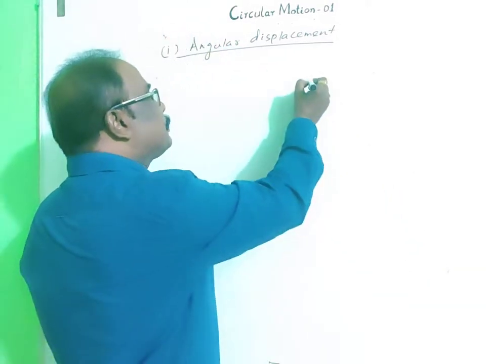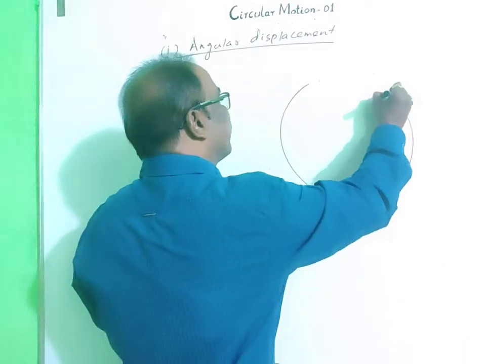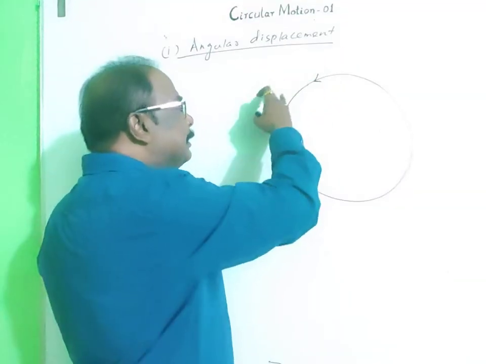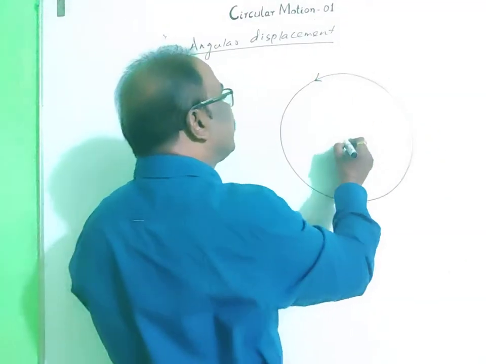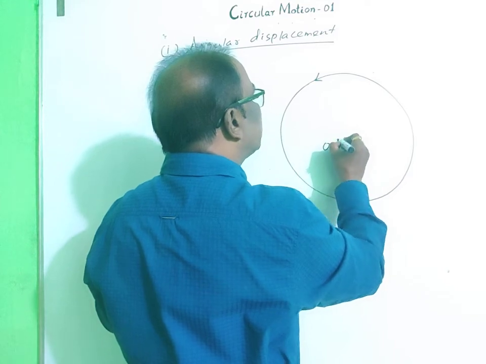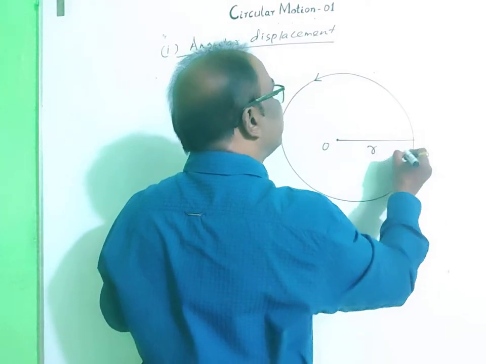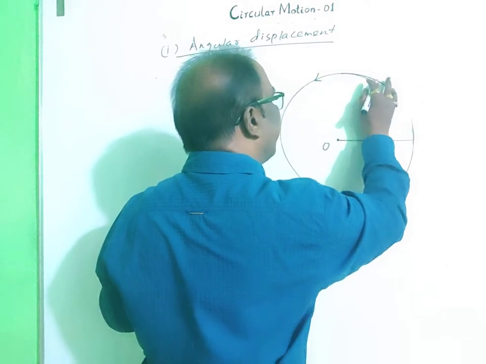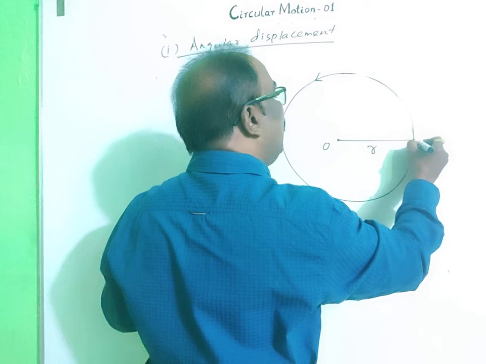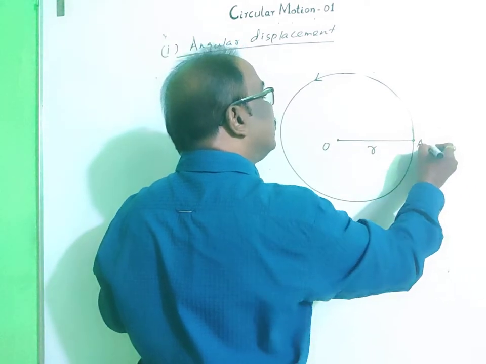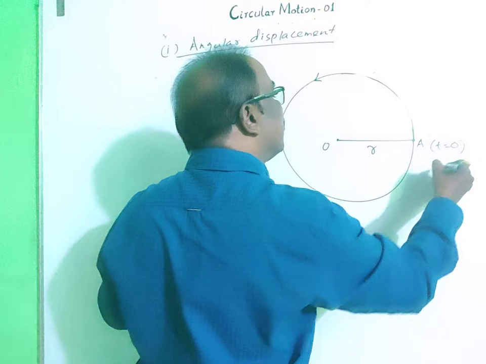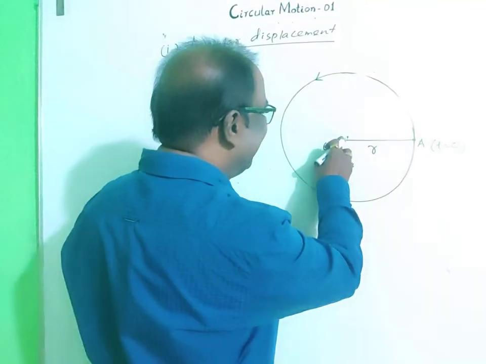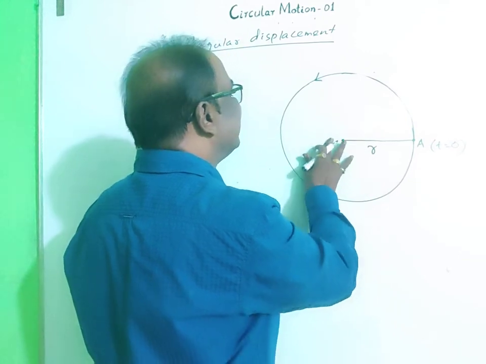Okay. Suppose a particle is in circular motion. I consider here the particle is moving in anticlockwise order. This is center of the circle. This is radius of the circle. Let initially at t equal to 0, the particle is at A. The particle goes on moving along the circular path. Okay.